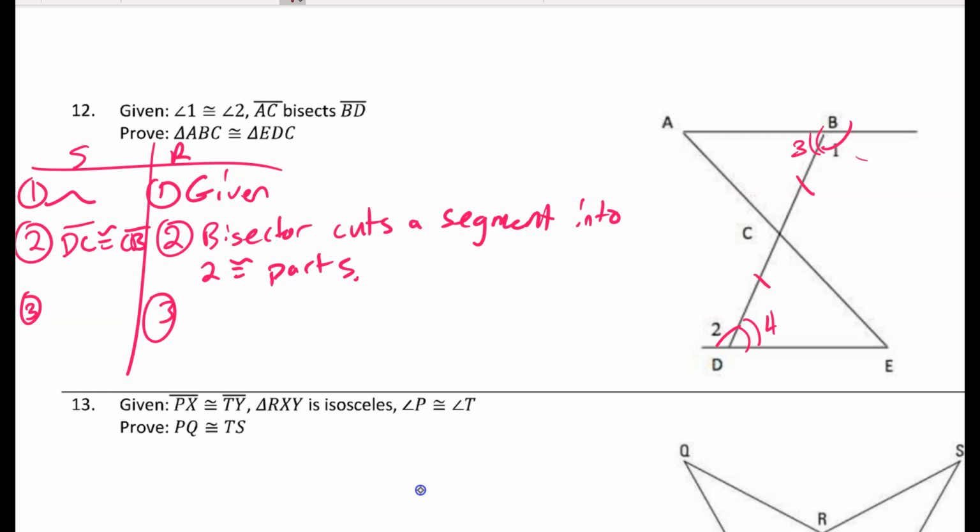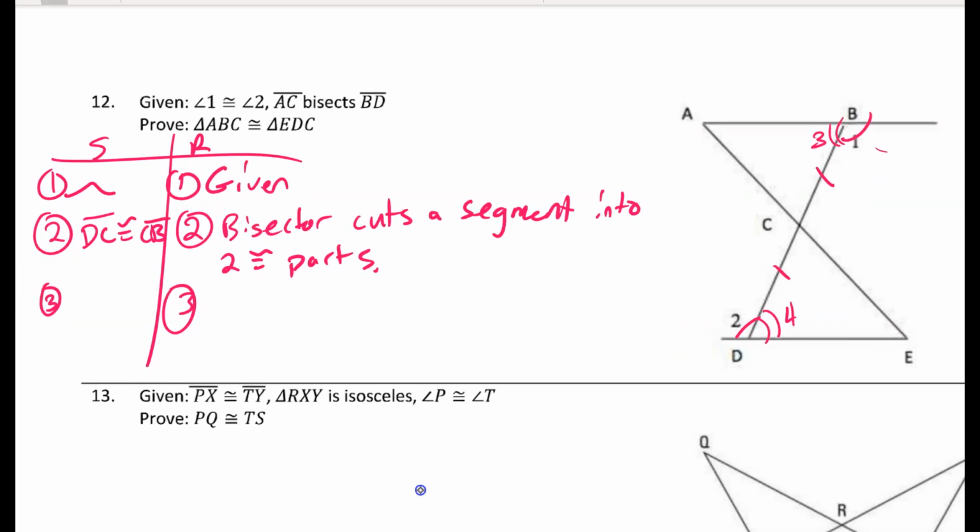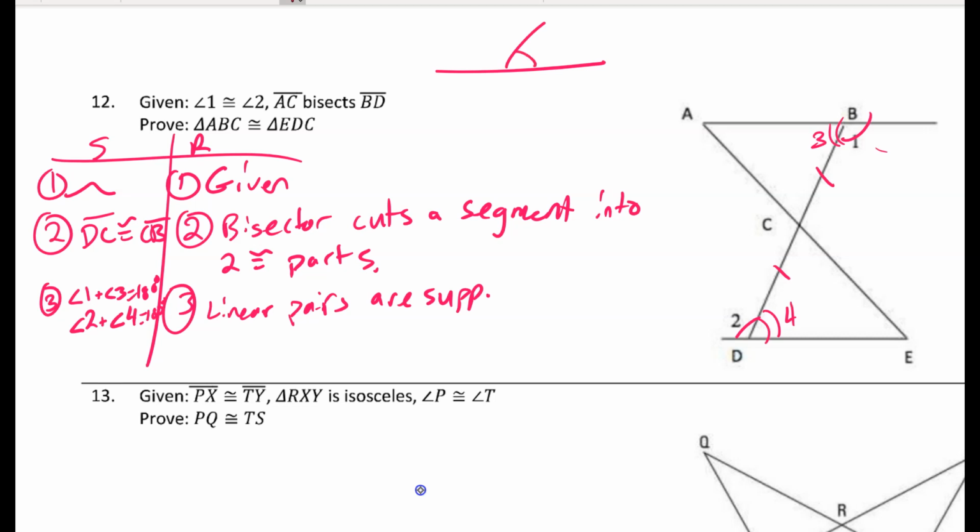So let's see what I could do here. I'm going to say that for number 3, angle 1 plus angle 3 equals 180 degrees, and angle 2 plus angle 4 equals 180 degrees. My reason being that linear pairs are supplementary. So when I say linear pairs, I mean something like this: two angles that lie on a line that sum up to 180 degrees.